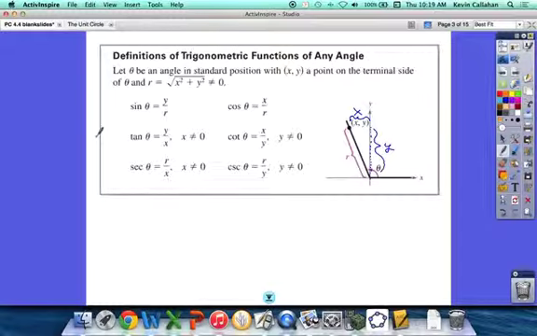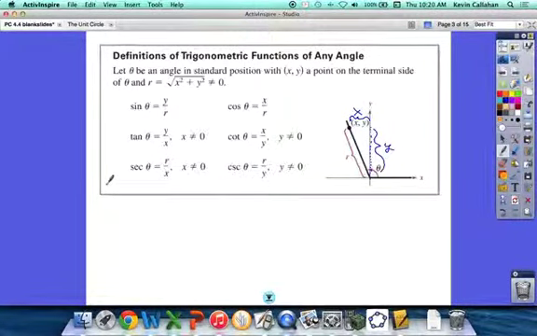R has to be positive because you assume the square root is positive. The y-coordinate divided by r is the sine. The x-coordinate divided by the radius is the cosine. The tangent is y over x. The cotangent is x over y. The secant is the flip of the cosine, so it's r over x. The cosecant is the flip of the sine, so it's r over y.